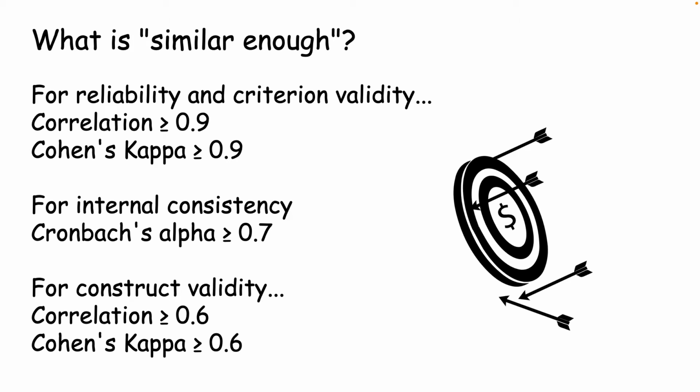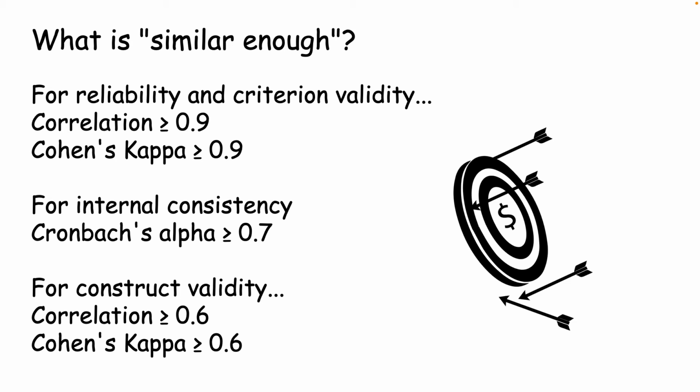So once you've done the right test, what is similar enough for our purposes? For reliability and criterion validity, we expect correlation to be greater than 0.9. If you'll remember, a correlation can go from -1 to +1. In most cases, we're looking for our two measures to be positively correlated, so when one goes up, the other goes up. And for reliability and criterion validity, we're expecting an extremely high correlation, which is why our cutoff is 0.9. Similarly, for Cohen's kappa, we want to see a value greater than 0.9.